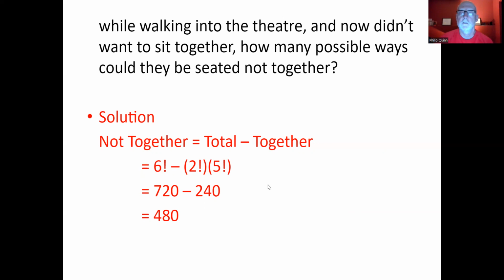And this is one specific type of restriction, and you'll come across a few others, but the focus here was on the together and not together.